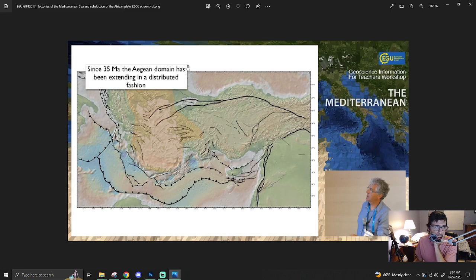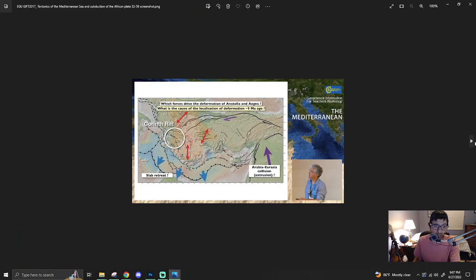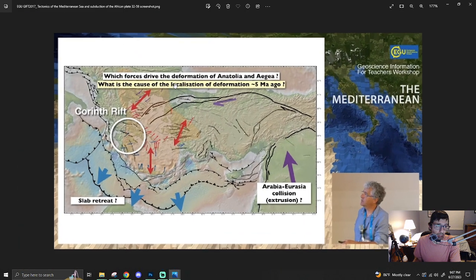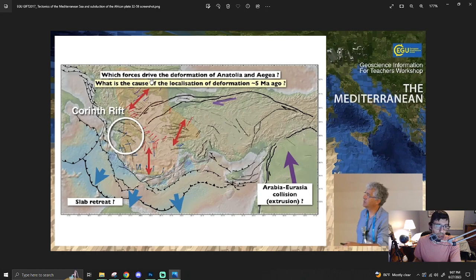The Aegean domain has been extending in a distributed fashion since 35 Ma, which is probably when that vortex over top of Greece was able to begin to relieve its pressure. Which forces drive the formation? What is the cause of the localization of deformation approximately 5 million years ago? Deformation here?